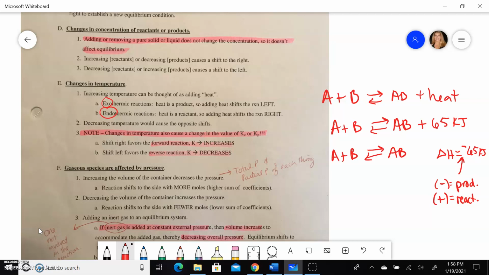Keep in mind, this is important, notice what's highlighted in pink, that changes in temperature will also change K. And actually temperature is the only thing that will affect K. You need to write that down somewhere in your notes, make sure you highlight that. It's really important. It's a common AP multiple choice question, and it's a common question in essays as well. So the only thing that will affect K is temperature. And you can figure out what happens to K based on what's going on with temperature.